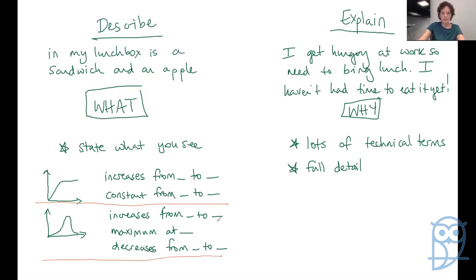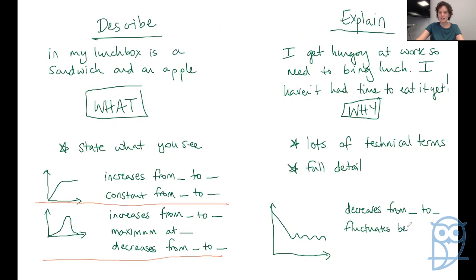Another classical thing that they like to put, maybe not necessarily in enzyme graphs, but another classical shape of graph. So we can have like this one, and then it does this. Okay, so here your phrases are decreases from something to something, then fluctuates between, they like that word.